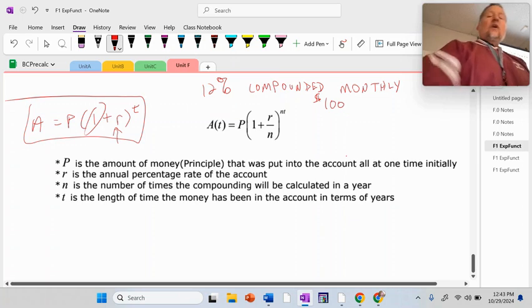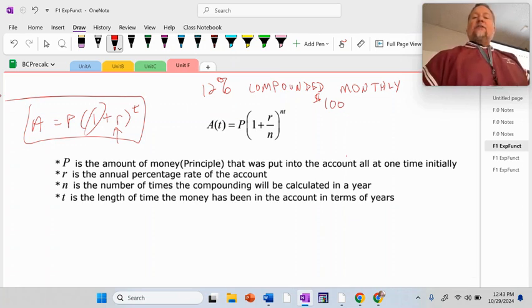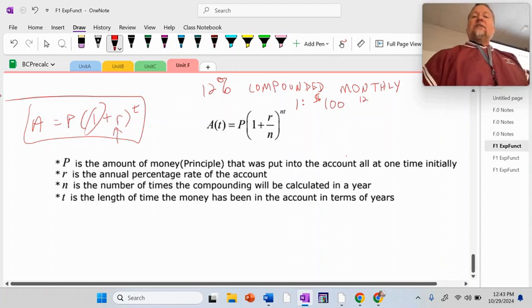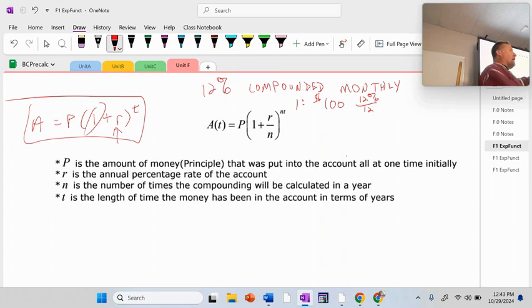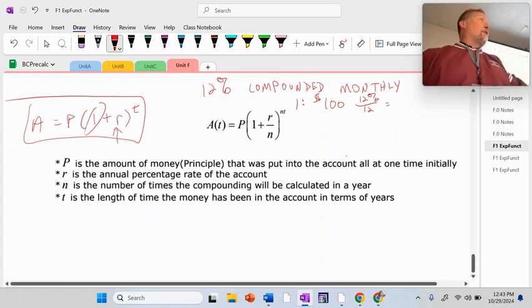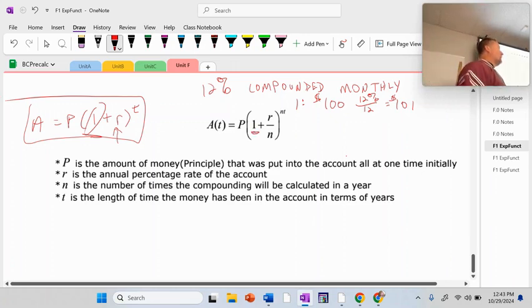That's a joke. What he gets is in the first month, month 1, he gets 12% divided by 12, which is 1% on his money. So what's 1% of 100? 1. But now he has $101. That's what the 1 is in the formula. Keeping the 100, but then adding that.